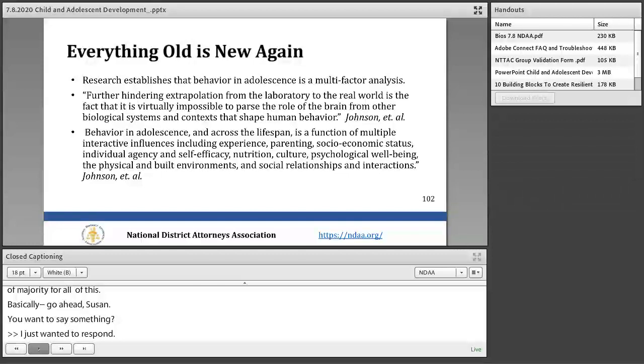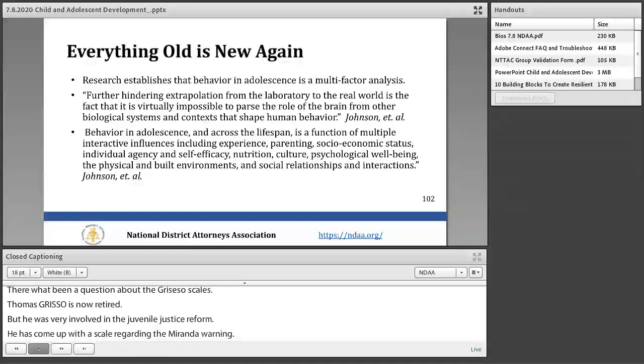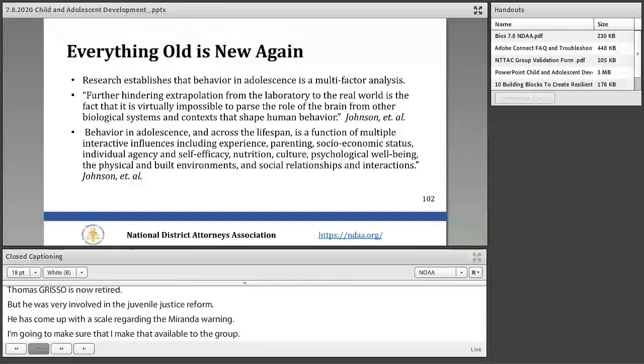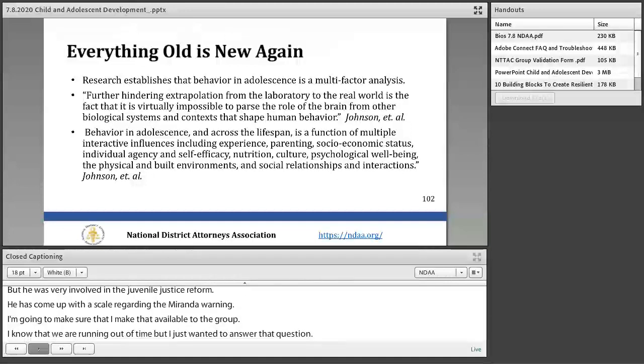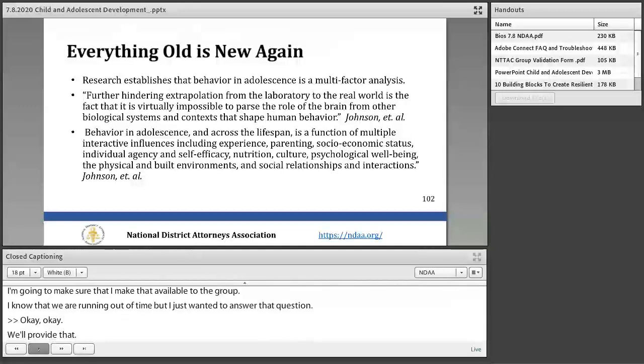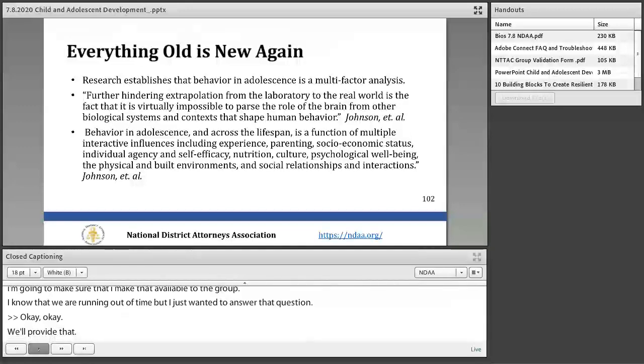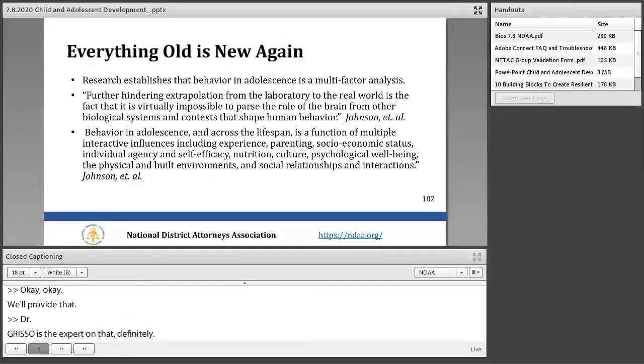Go ahead, Susan, you want to say something? I just wanted to respond. There had been a question about the Grisso scales. Thomas Grisso, he's now retired, but he has been very involved in juvenile justice reform and had come up with some scales measuring comprehension of Miranda warnings. I'll make that link of his scales available to the group. I don't want to interrupt. I know we're running out of time, but I just wanted to answer that question.